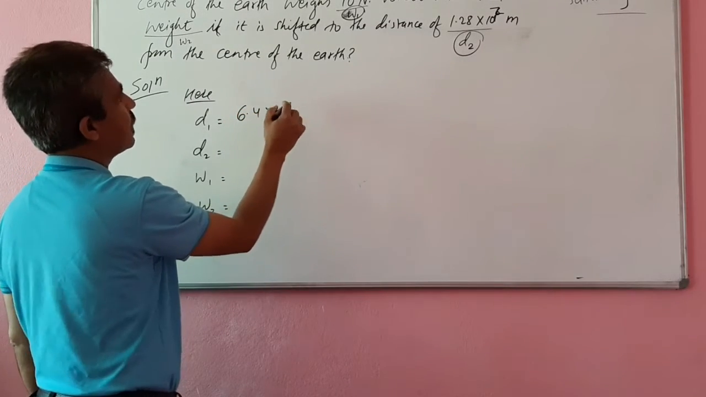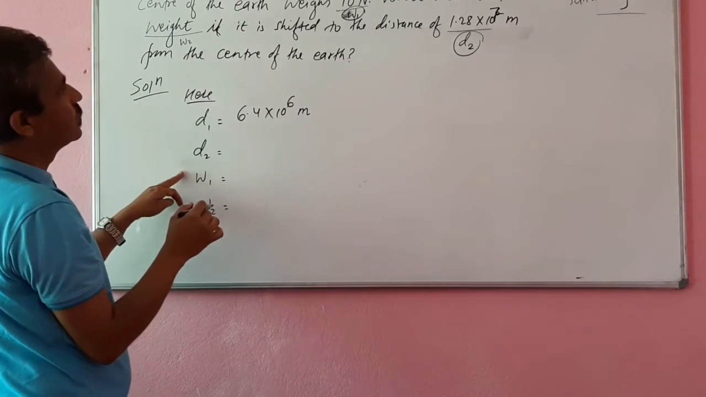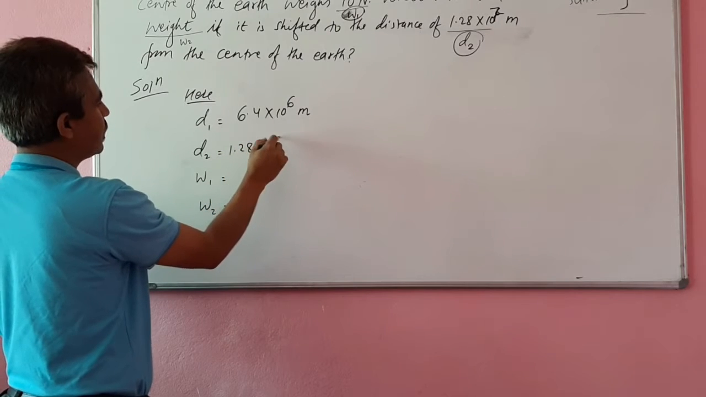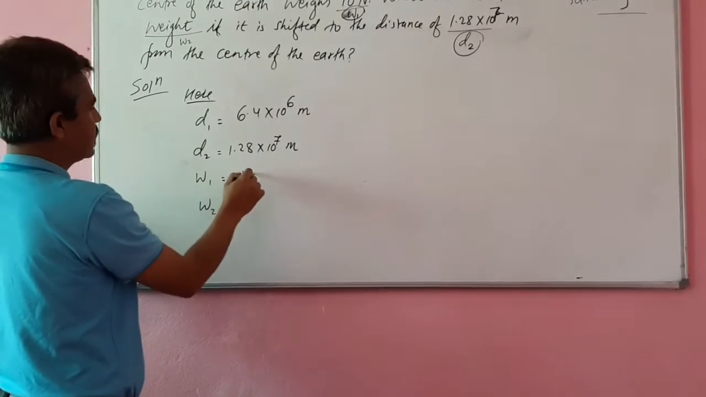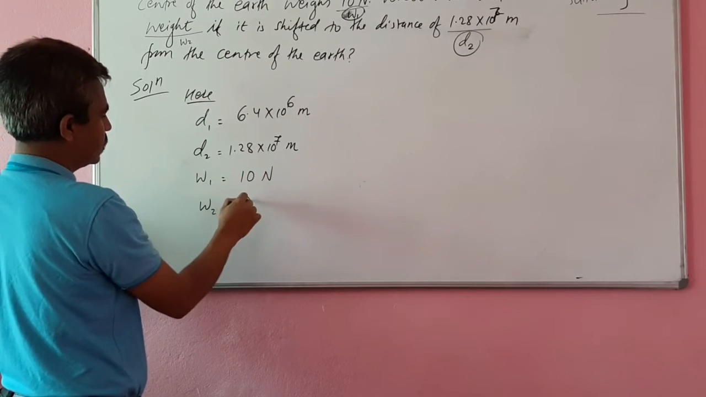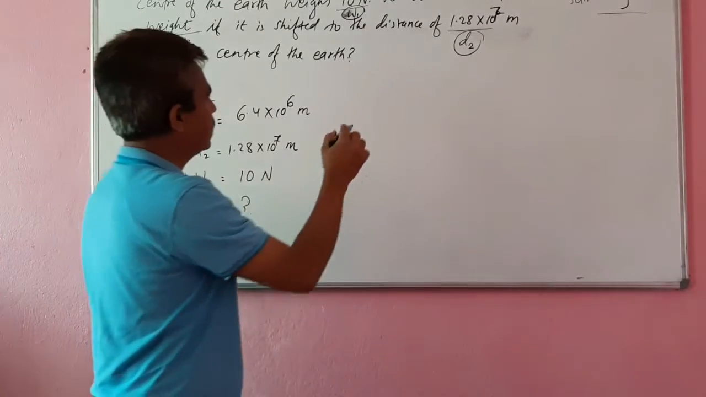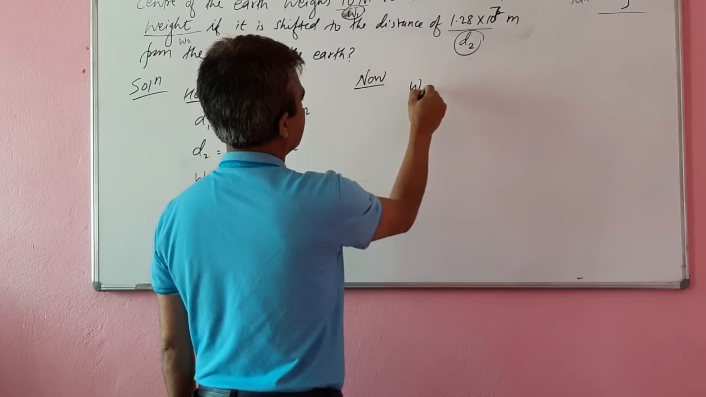D1 is 6.4 times 10 to the power 6 meter, D2 is 1.28 times 10 to the power 7 meter, W1 is 10 Newton, W2 we don't know. Now, what is the formula? We have to use the formula.